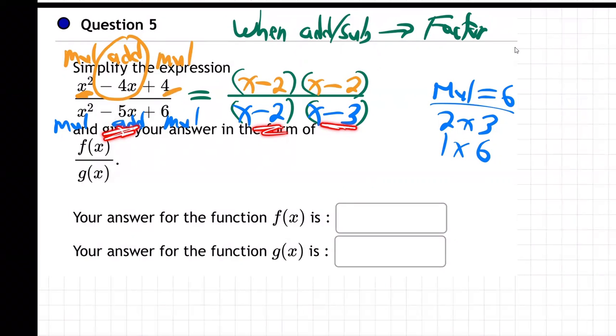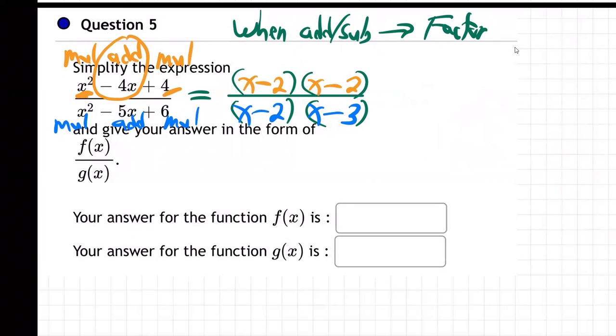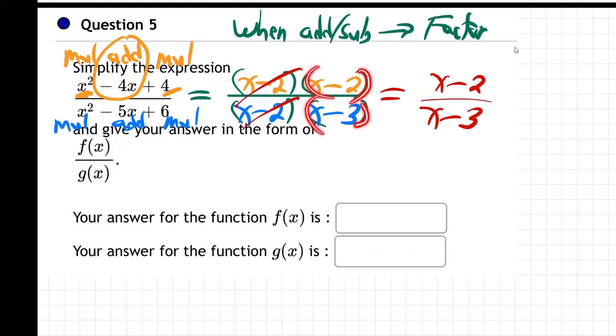Remember all that kind of factoring? And now that we've done all that, we can erase this. So now we can cancel. So now we can say x minus 2 and x minus 2 just cancel right out. And so we're left with an x minus 2 on the top and an x minus 3 on the bottom. No need for parentheses anymore because there's nothing to separate them from. The other part that was next to them is gone.